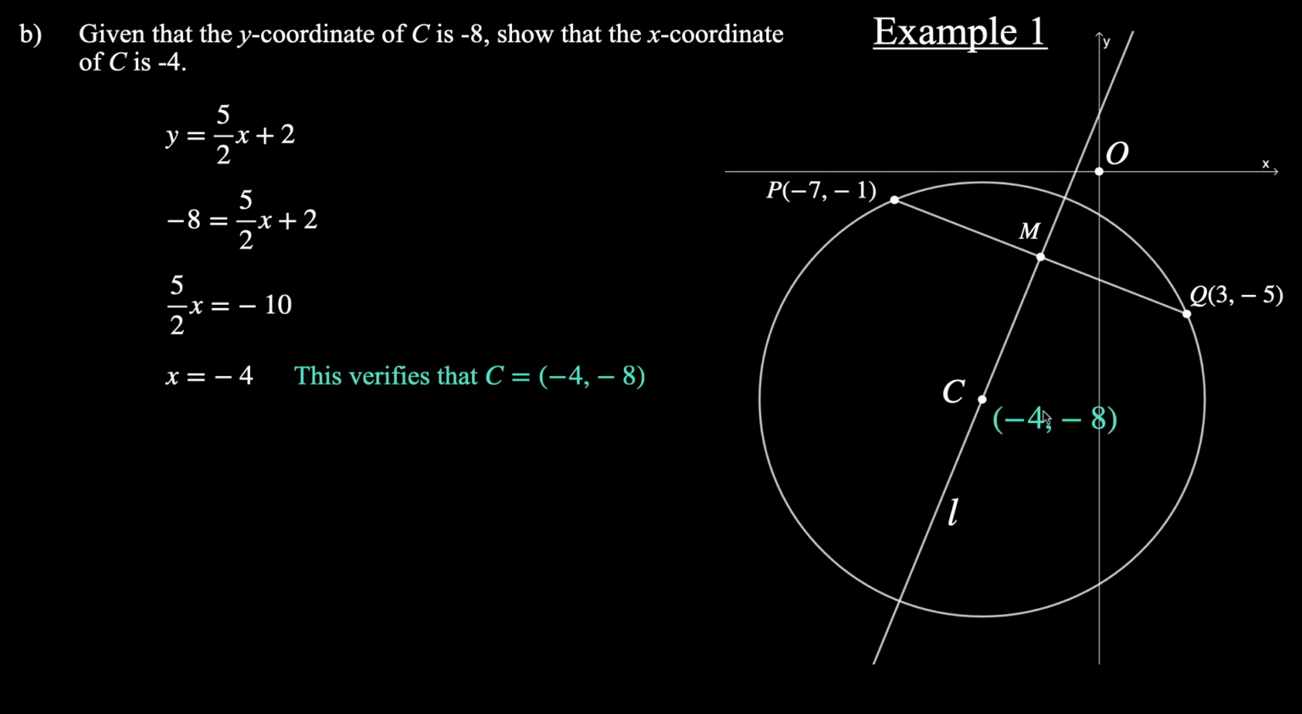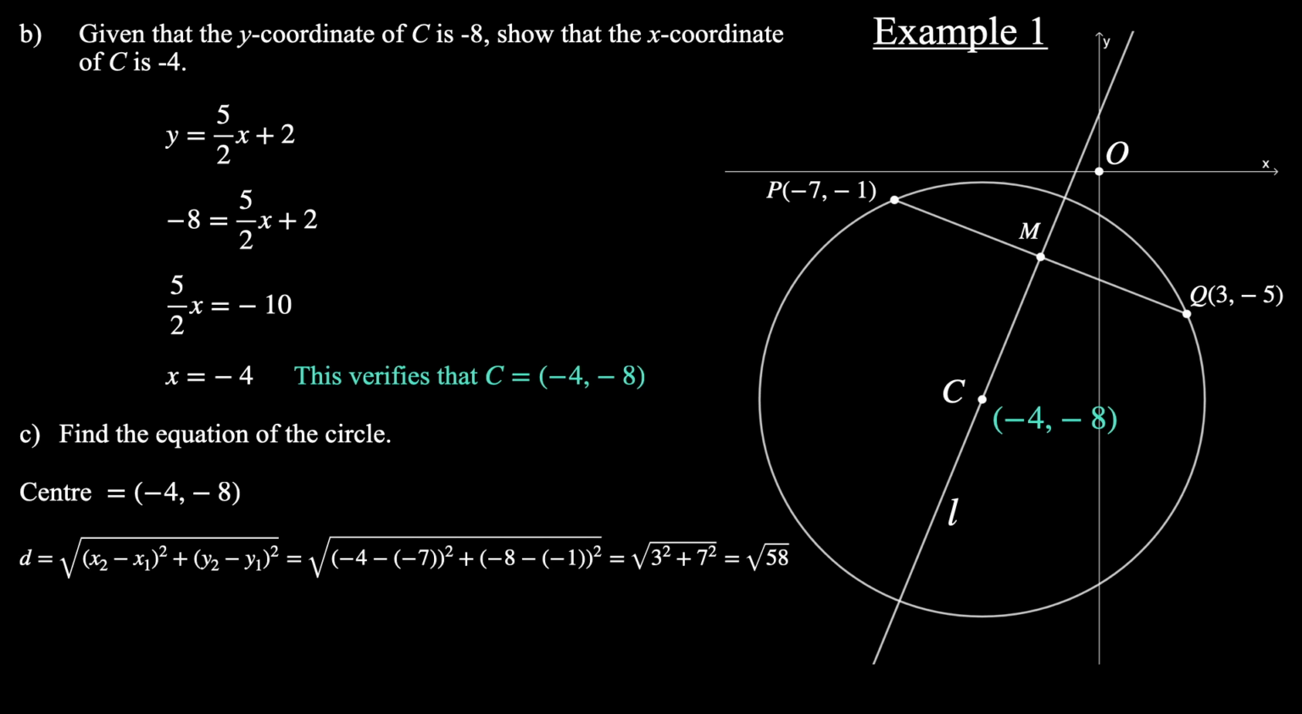The center is -4, -8, and part C of this question says find the equation of the circle. So we have the center. What's the other thing we need for the equation of a circle? It's the radius. So how can we find the radius? One way is to use the distance formula, so we could find the distance between the center and either one of these points, so Q or P. I'm going to use P.